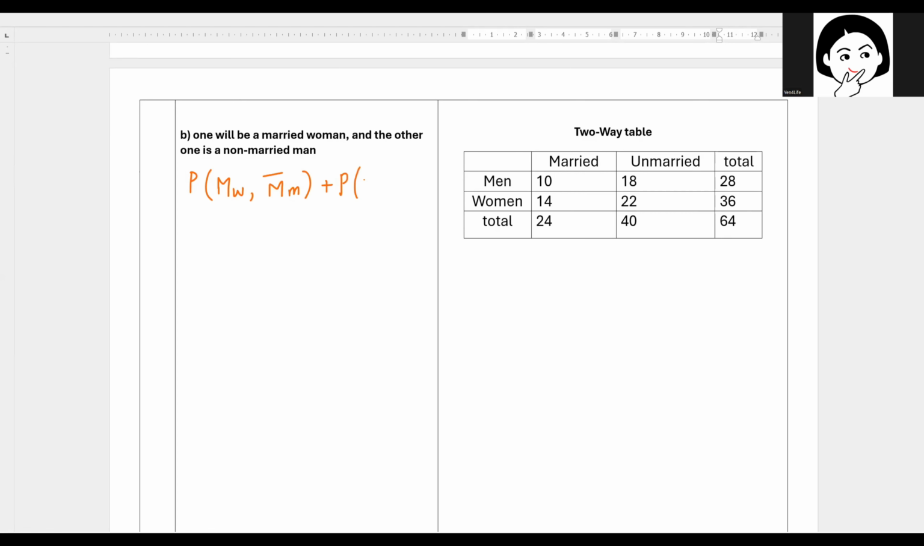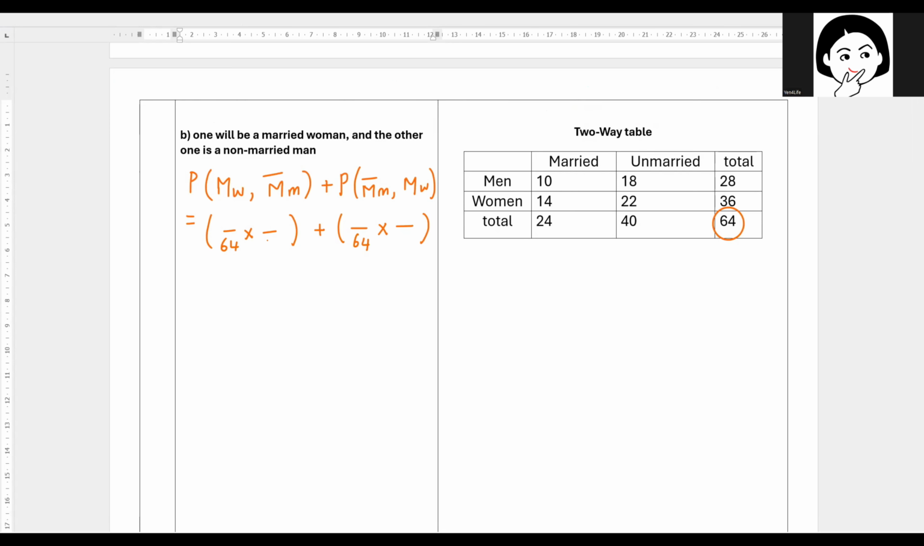The first pick is always from the total. So 64 is our total, and I'm going to put 64 for our first pick. And I'm just going to write the second one as 63. We know now why the second pick is 63, because it's one less. And married woman, so let's have a look. I'll go to married and woman: 14. So I'll put 14 there. And then unmarried men, so I'll go to unmarried men. It's 18, so I'll put 18 there.